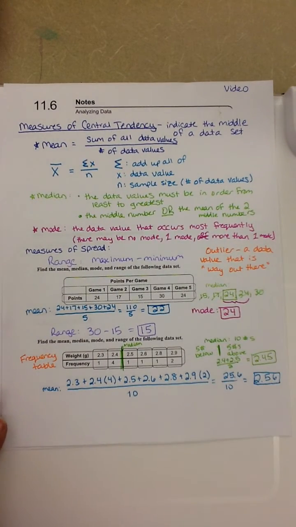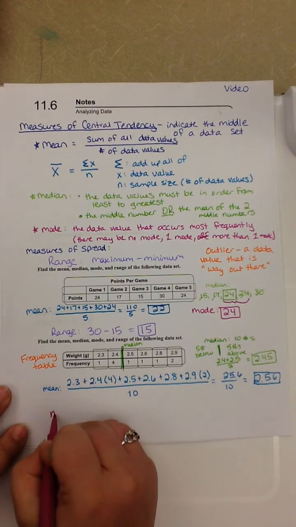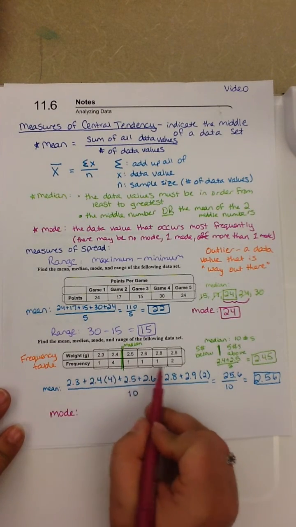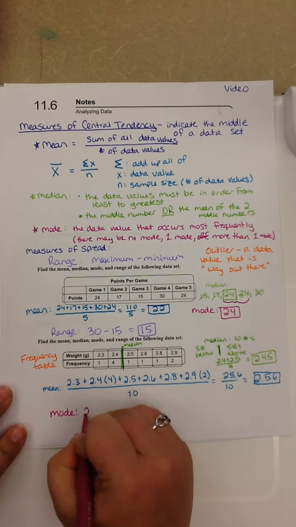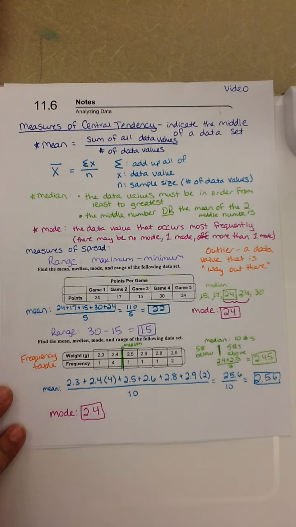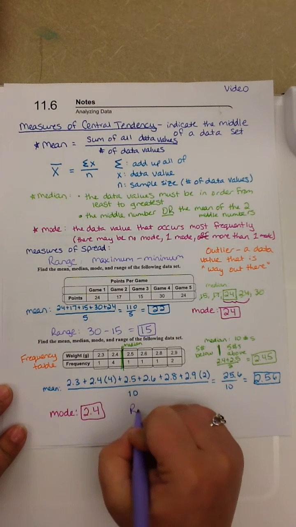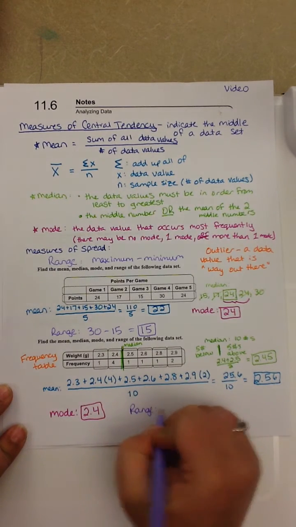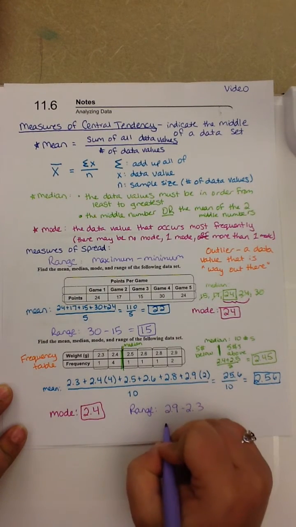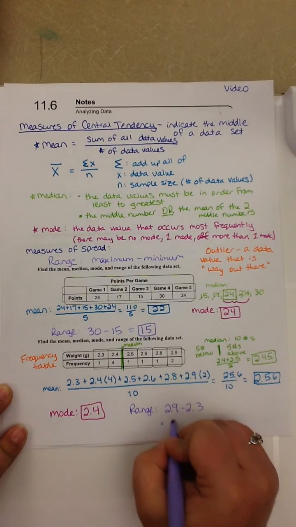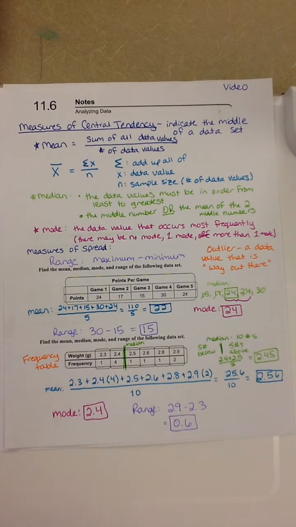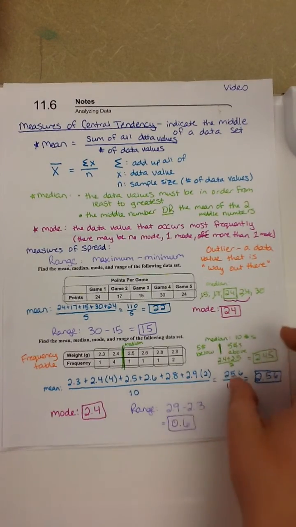The mode on this one is actually pretty easy to find. You just need to find the one with the largest frequency. So which one has the biggest frequency? 2.4 does. And then the range, we do the largest number, 2.9, minus the smallest number, 2.3, and our range is 0.6. Okay, next page.